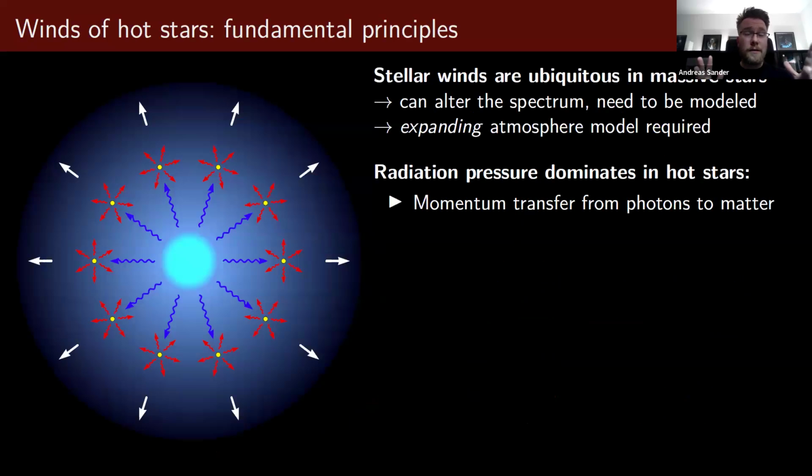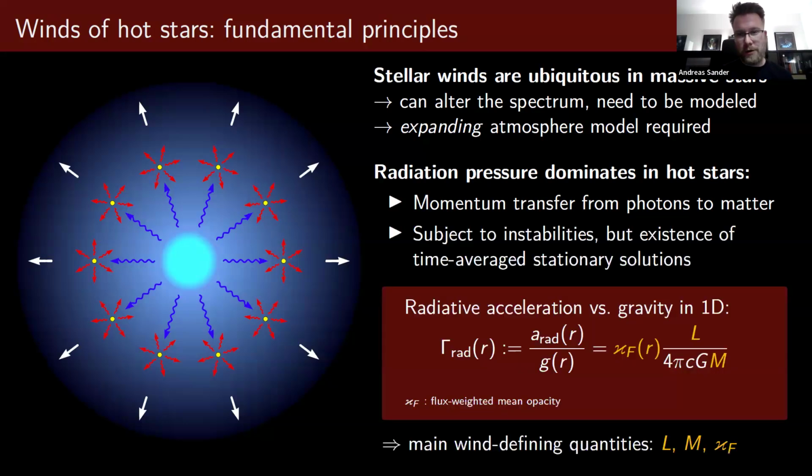Then, stellar winds are ubiquitous in hot massive stars. They will alter the spectrum, in particular if the wind strength is not negligible. So this needs to be modeled in this expanding framework. And in hot stars, in particular, radiation pressure dominates. You still need to think about gas pressure, but radiation pressure is typically dominating over gas pressure. And so what actually drives the wind is, beside the free electrons, a momentum transfer from the photons to the matter in the absorption of spectral lines. And because the radiation is mainly coming from the radial direction and the re-emission will be in an arbitrary direction, you have this radial net outflow that pushes out your outermost layers.